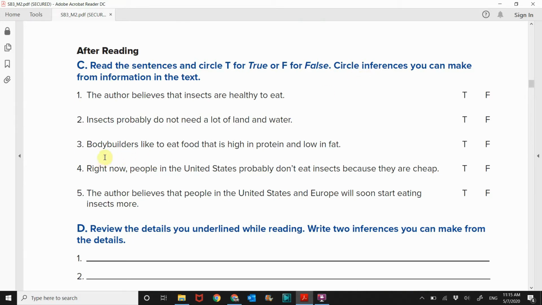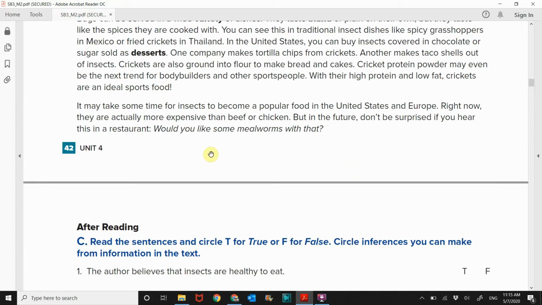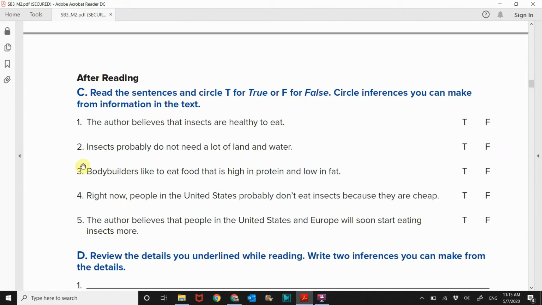Number 3, bodybuilders like to eat food that is high in protein and low in fat. That is true, and it is also an inference. All right. Cricket protein powder may even be the next trend for bodybuilders and other sports people. So he's talking about they're high in protein, so he is inferring that these people will like them because of that. So it is an inference as well.